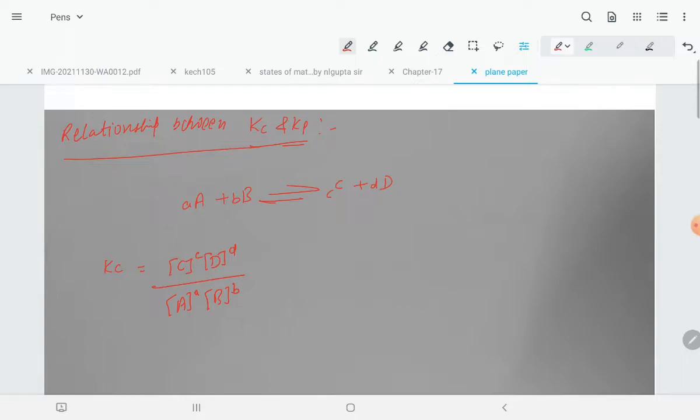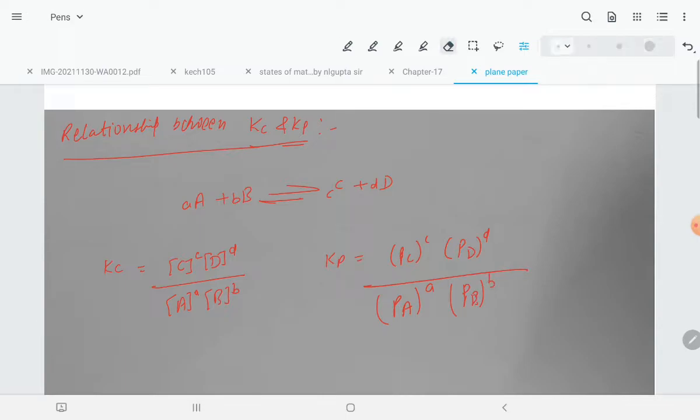Similarly, when you are writing Kp, students, how will we write Kp? It is the product of the partial pressures of the products. So this is going to be PC power c and PD power d, divided by PA power a and PB power b. This is what is there.